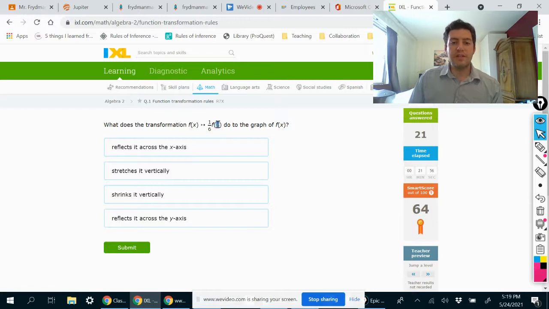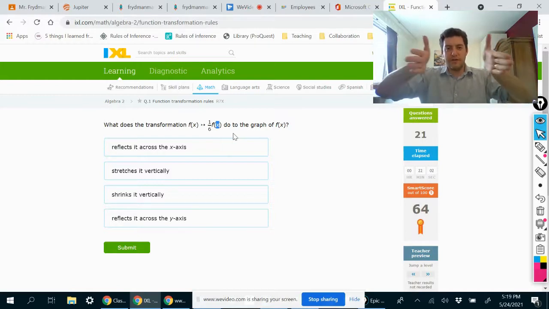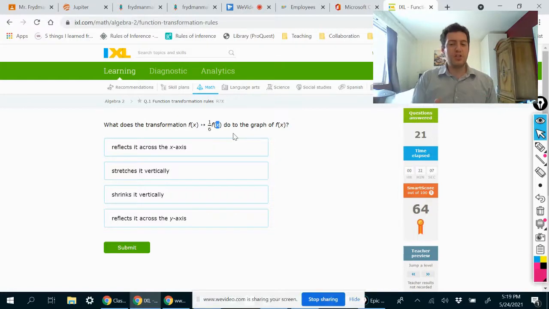So that means that this guy is going just as fast as everybody else, okay? So we're not going to shrink his graph this way, and we're not going to stretch it out this way either. He's going just as fast as everybody else, but then when we get the output, we have to multiply it by 1/6. So that's going to shrink it in the vertical direction.